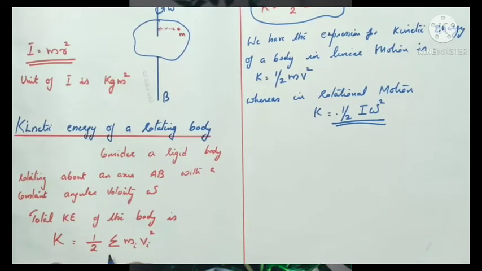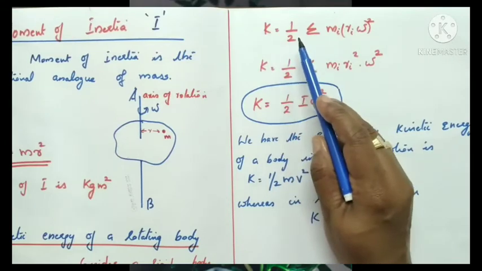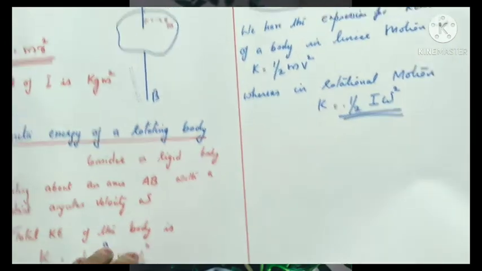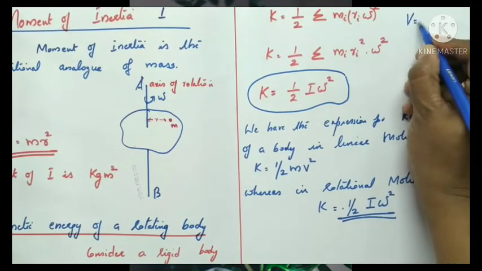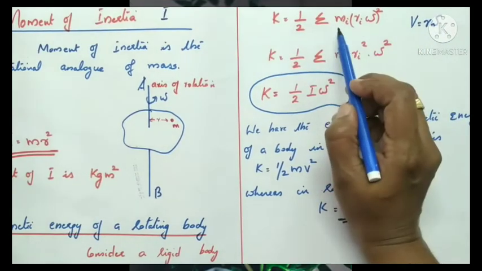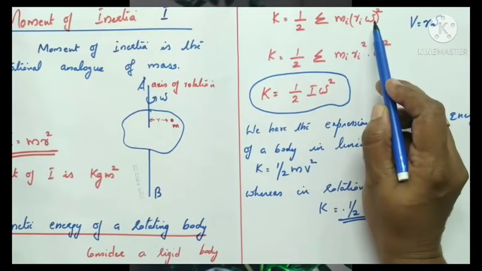Okay children, so here we can take the summation i equal to 1 to n, where n is the number of particles. So total kinetic energy is half sigma i equal to 1 to n mi vi square. Now velocity can be expressed in terms of the angular velocity omega. We know v equal to omega cross r, v equal to r omega. So using that we can write kinetic energy as half sigma mi, ri omega the whole square.